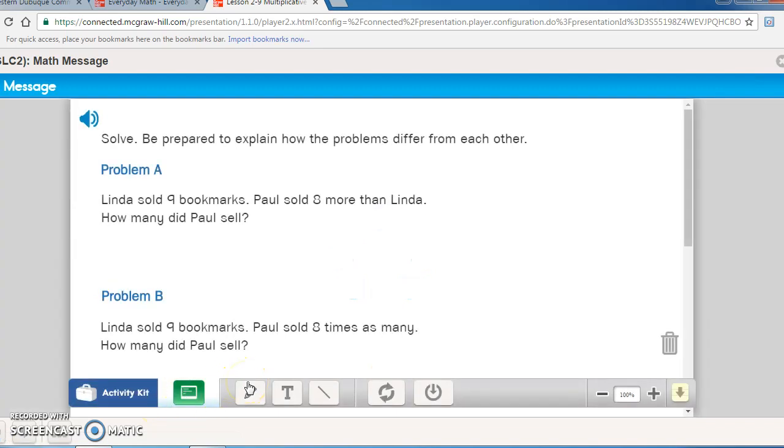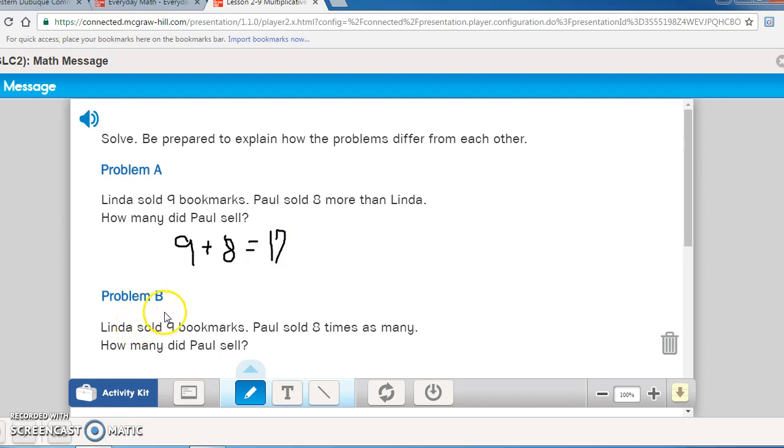I want you to be prepared to explain how the problems differ from each other. Look at the word different. It means how are they different from each other? So here is problem A. Linda sold 9 bookmarks. Paul sold 8 more than Linda. How many did Paul sell? And now let's figure out that answer. So if Linda sold 9 bookmarks and Paul sold 8 more, how many did Paul sell in all then? Well, 9 plus 8 is 17.